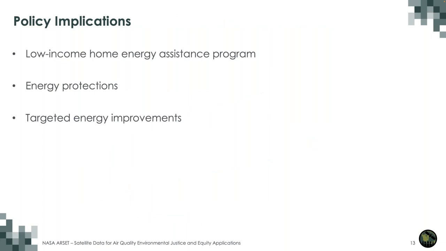So there are many different potential policy implications here, including informing policies like the Low-Income Home Energy Assistance Program, which is one of the only energy assistance programs that exists in the United States at the federal level, other energy protections at the local municipality level, and then the chief goal of this work is to potentially inform targeted energy improvements through partnering with our partner, the Green and Healthy Homes Initiative.